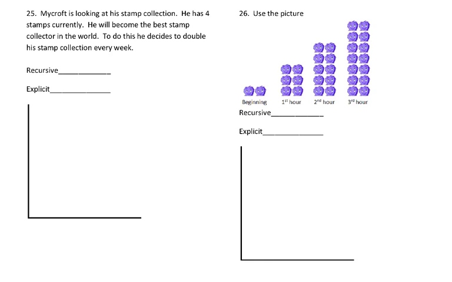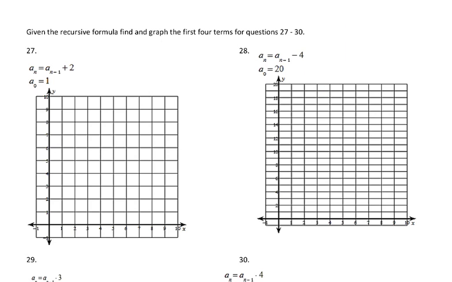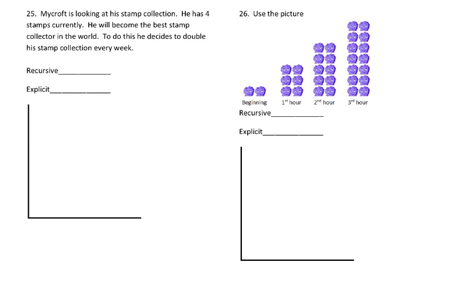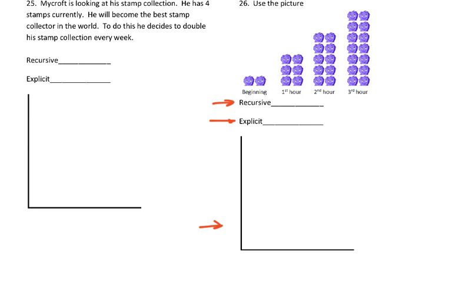Alright, so picking up where we left off in part 1, we did all the other questions, so we've just got these 5 more to do. So 26, we're looking for the recursive, the explicit, and the graph. But this time we're using a picture.